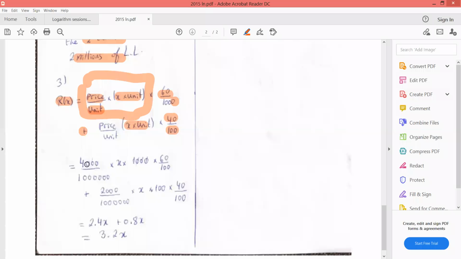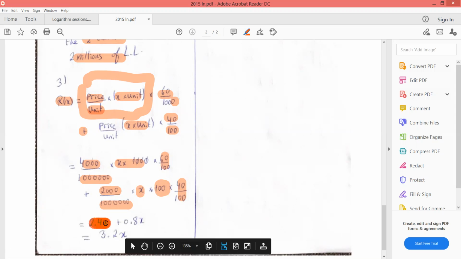So 4,000 over million, and the unit of price is million, x times 1,000, the unit of x, times 60 over 100, plus the second price is 2,000 over million, x, unit of x is 1,000, times 40 over 100. We get 2.4x plus 0.8x equals 3.2x.